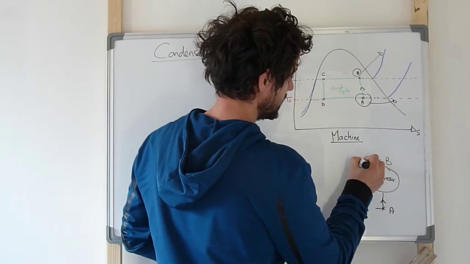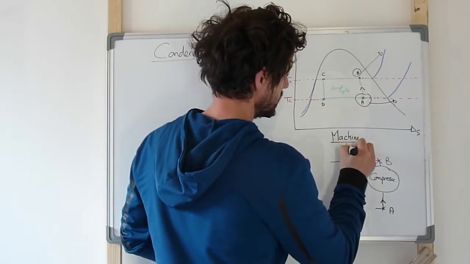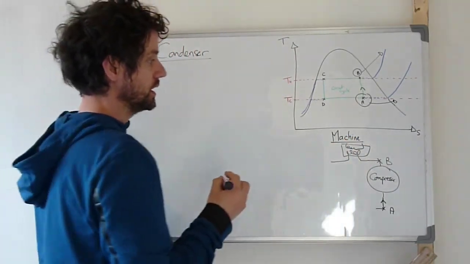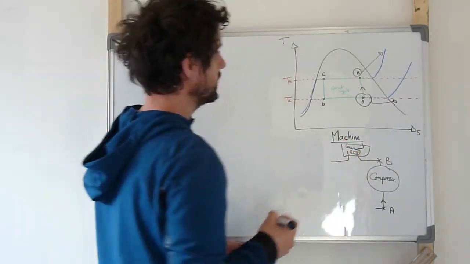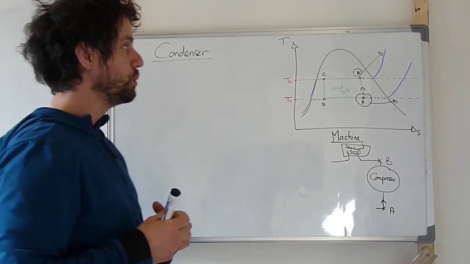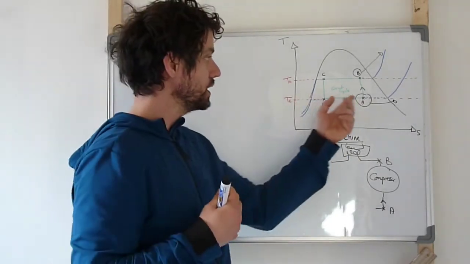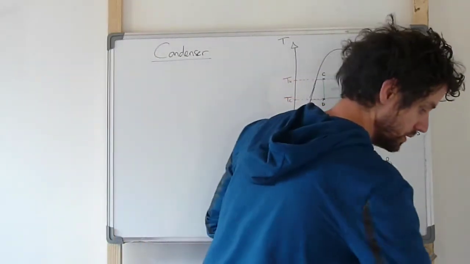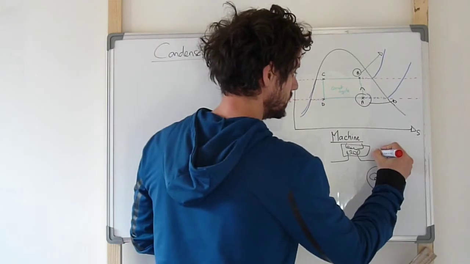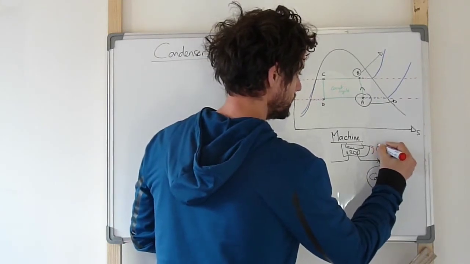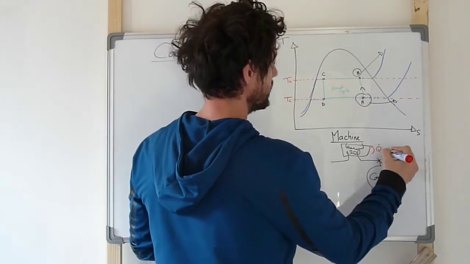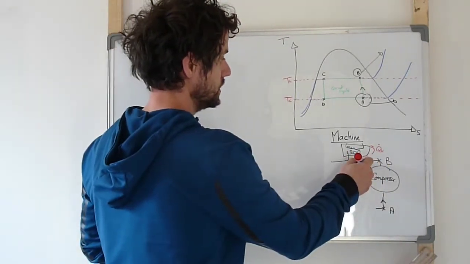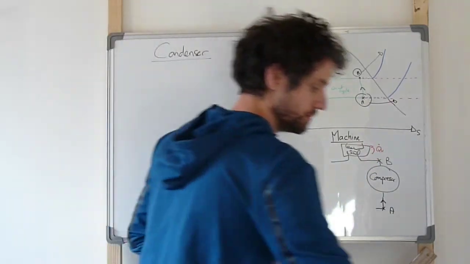Here we want to have a heat exchanger with the hot source, so it can be schematized this way, and in this heat exchanger we want the working fluid to give heat to the hot source. So the way the heat transfer is done here with the hot source is from the working fluid to the hot source.